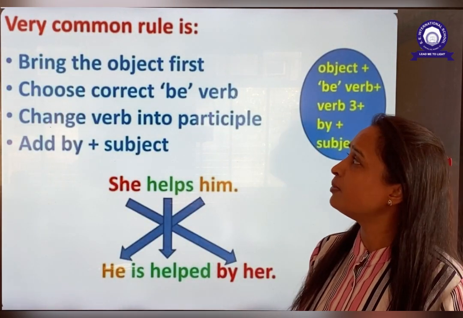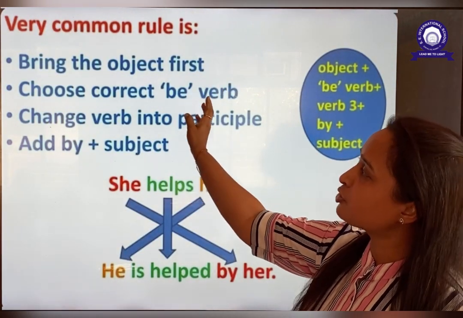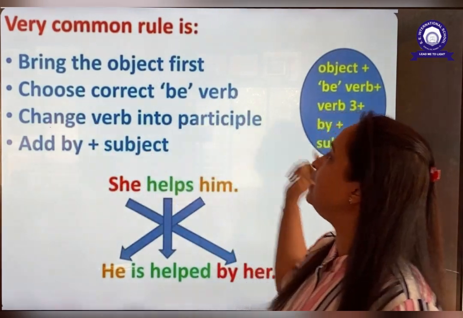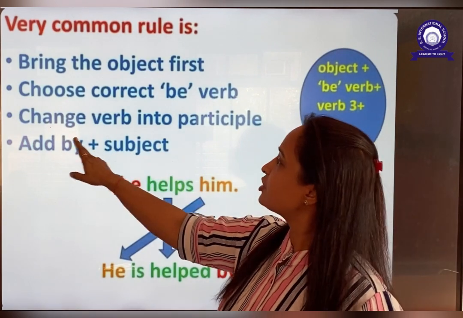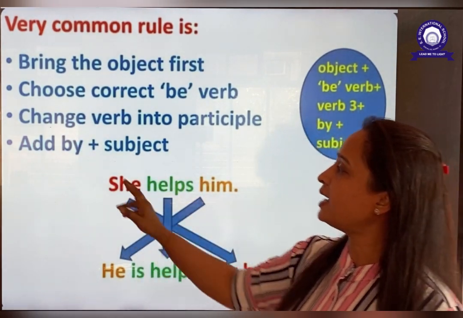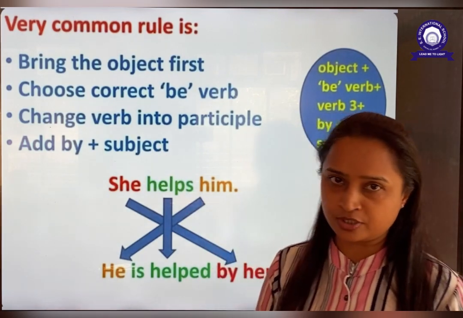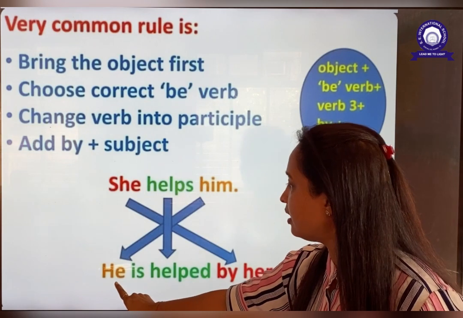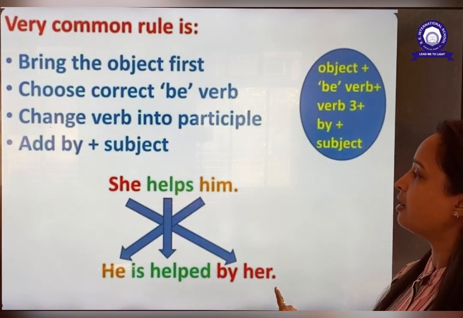Now there are very common rules here. What is the first rule? Bring the object first. Second is choose the correct be verb. Third is change the verb into participle. And lastly add by and subject. She helps him. So this is coming here. He is helped by her.